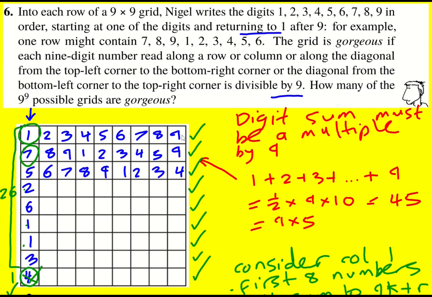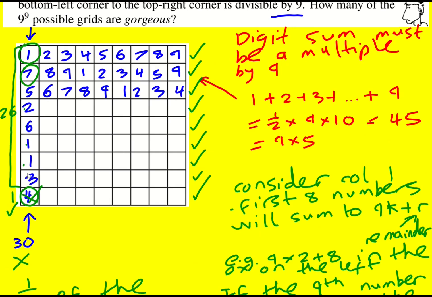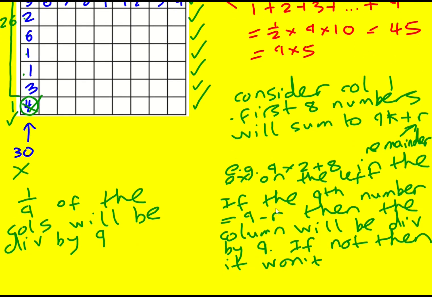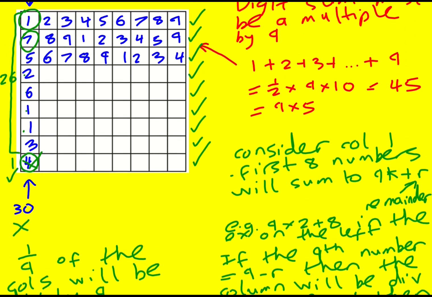So let's just go back over what we've talked about. We've got the fact that every row will add to 45 and hence be divisible by 9. If we take a look at the columns, the first 8 numbers, then we're going to get some number that's a multiple of 9 plus a remainder. The remainder could be 0. And then the ninth number, if that is 9 minus the remainder, so if it was 0, we'd add a 9. If the remainder was 1, we put an 8 there. Then the column would be divisible by 9. But if it's not that particular number, then it won't be divisible by 9. And so because there's 9 digits that it could be, and only one of them is going to make the digit sum be divisible by 9, then it's 1/9 of the columns.